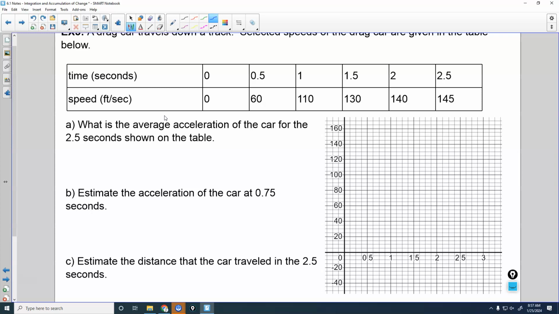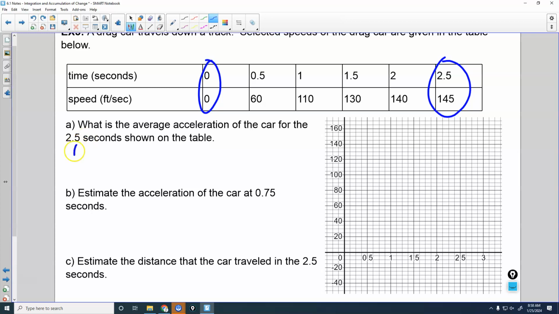It is the slope between 2 and 140 and 2.5. That would estimate your acceleration at 2.25. Yeah, but we want to know average acceleration over the 2.5 seconds shown on the table. We'll use 0, 0, and 2.5, 145. This is an average rate of change. This is the slope between the endpoints of that range.